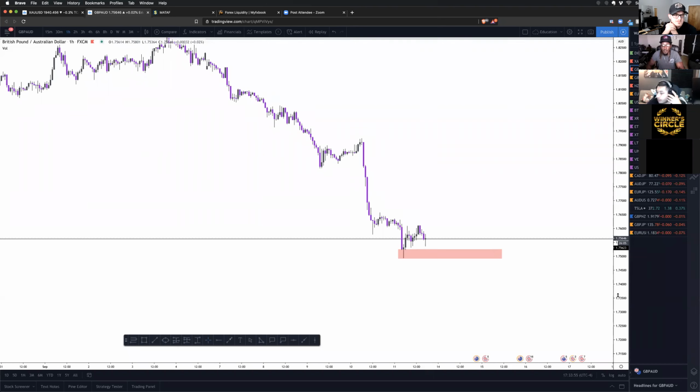Over time, you'll start to just see things in the market. Like I think, based on experience, that price is going to come down, form a double bottom in this region, and then go.